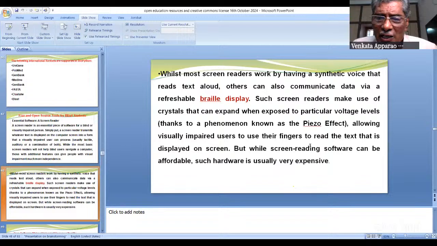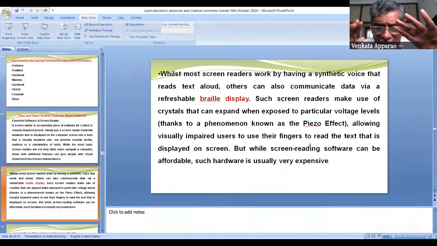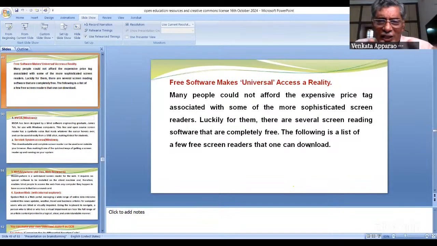While most screen readers work by having a synthetic voice that reads text aloud, others can also communicate data via a refreshable Braille display. Such displays make use of crystals that can expand when exposed to a particular voltage, thanks to the phenomenon known as the piezo effect, allowing visually impaired users to use their fingers to read the text that is displayed on the screen. But while screen reading software can be affordable, such hardware is usually expensive. Therefore, free software makes universal access a reality.